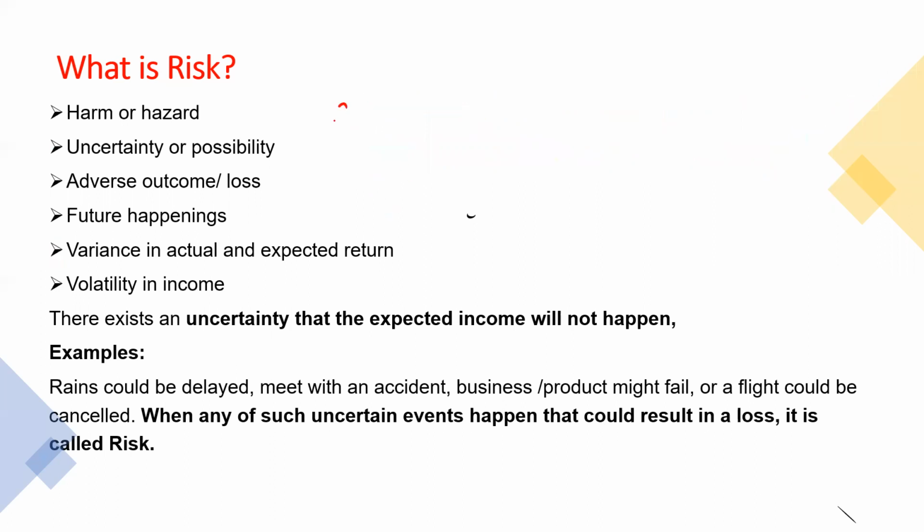Now, for example, we're giving the CAIIB exam and you think that you're going to pass with, let's say, 70% marks. Now, what could be the possible scenarios? The first scenario could be you pass with 70% marks.